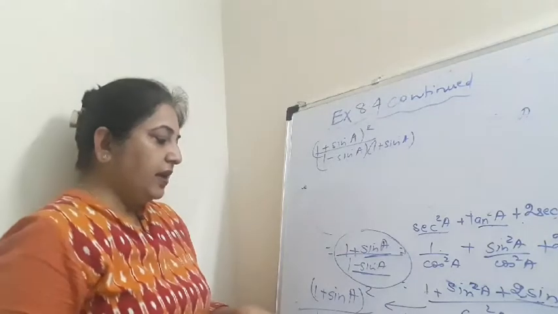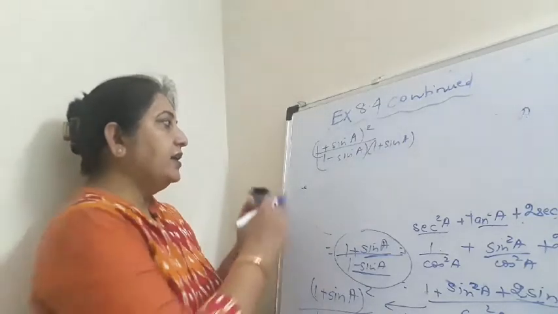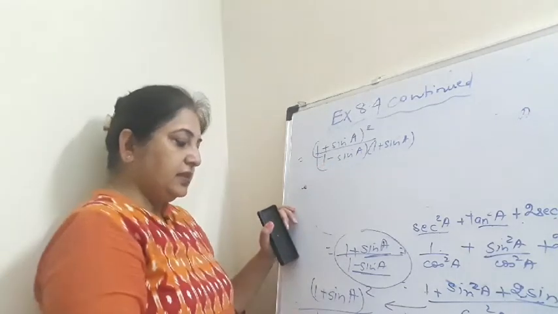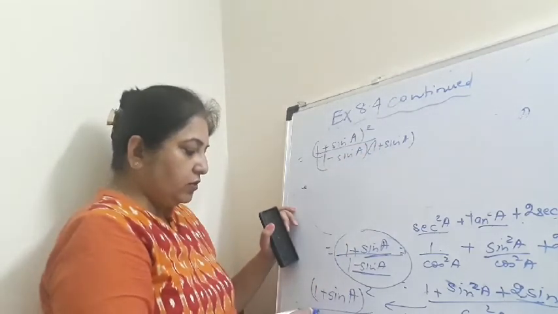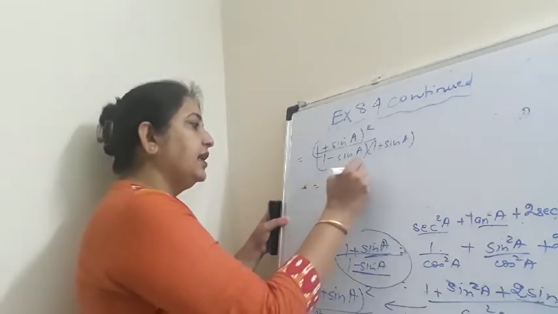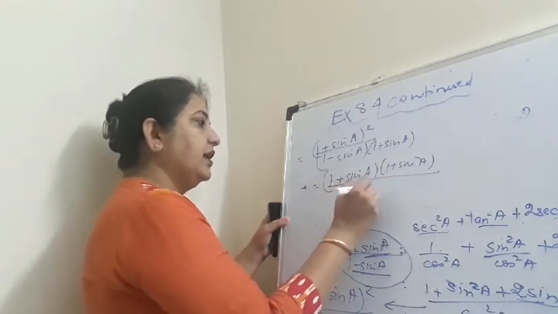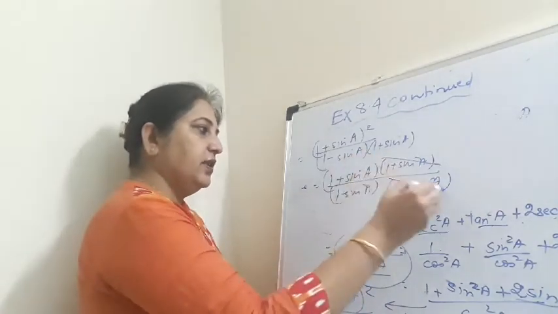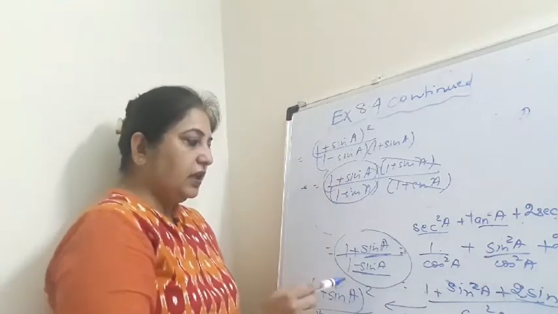You know that 1 minus sine square A can be written in the identity form A square minus B square, and therefore I write 1 plus sine A the whole square in the numerator, and in the denominator I can write 1 minus sine square A as 1 minus sine A into 1 plus sine A, because the square of 1 is also 1. So then, 1 plus sine A into 1 plus sine A upon 1 minus sine A and 1 plus sine A. As you can see, some terms are similar, so this and this will cancel. I am now left with 1 plus sine A upon 1 minus sine A, which is equal to the left hand side.